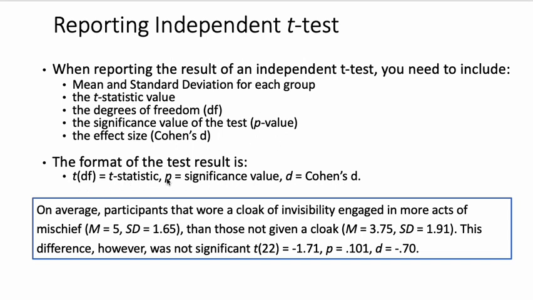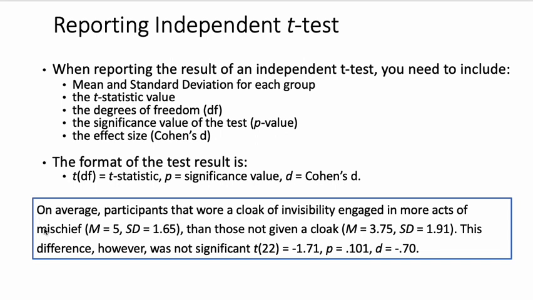And this is the format of how that needs to be written. It has to look exactly like this. This is what it looks like with all of the information put in there. So you have t, and then inside these parentheses, you have the degrees of freedom. So that was 22. And then the t statistic here, and then your p-value, and then your effect size.